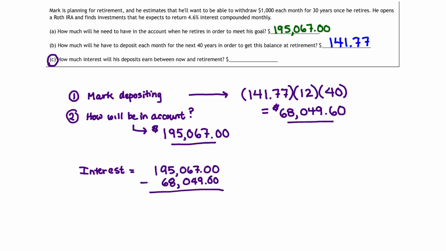Again, we can do this by hand or pull out our scientific calculator. To save us some time, I pull out the calculator and I'm going to subtract $195,067 minus $68,049.60, and I get a total of $127,017.40. This would be the amount of interest that's earned over the course of that 40 years. That's $127,017.40.